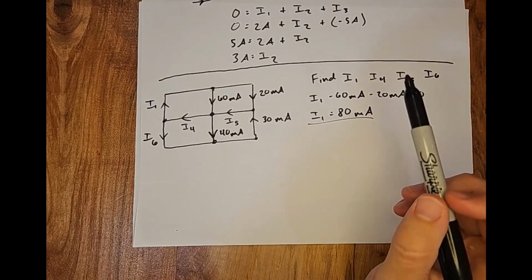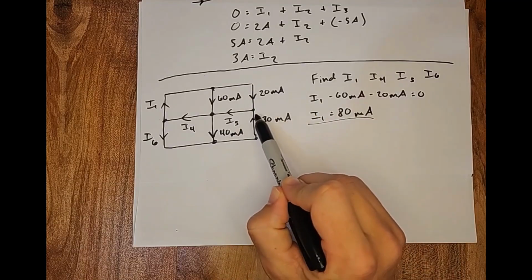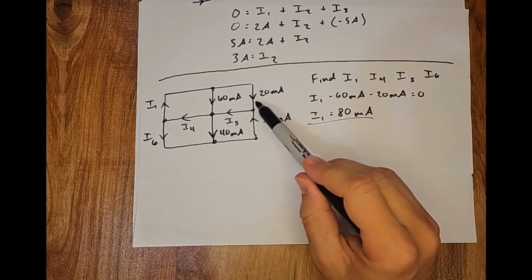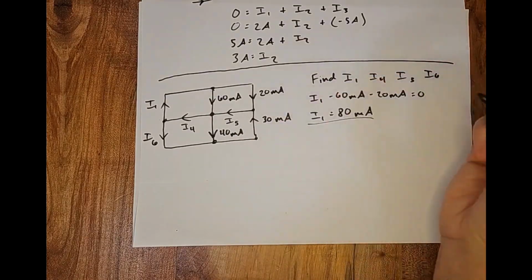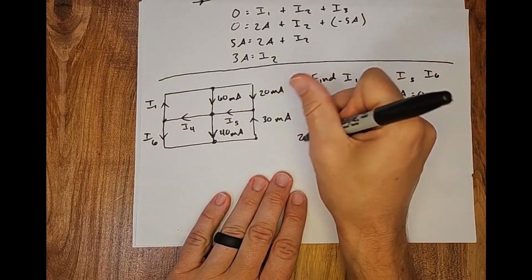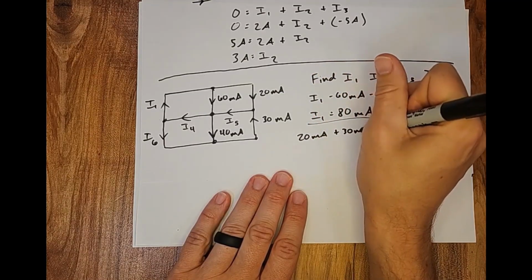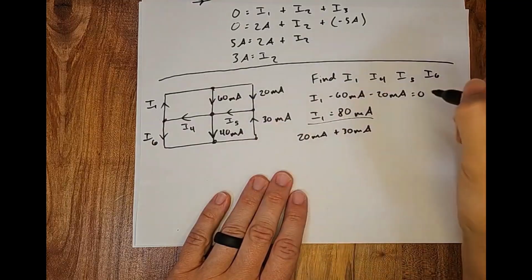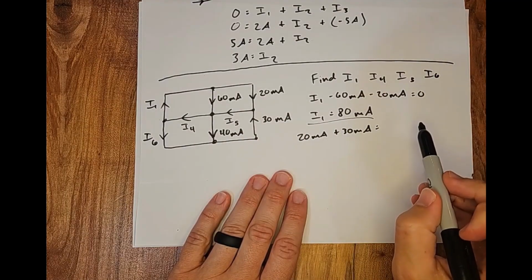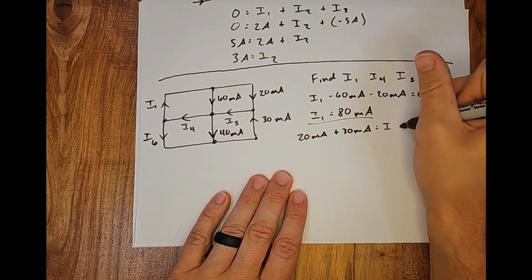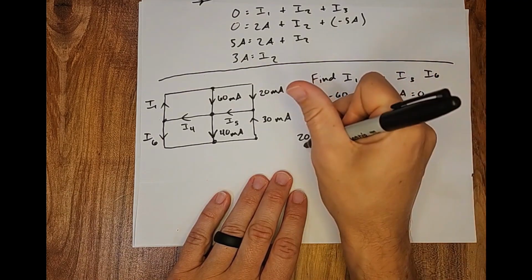Nice. Now let's try to find I5. This node is going to be pretty easy because we have two coming in, one going out. The one going out is going to be I5. So we have 20 milliamps plus 30 milliamps. And we get a little bit quicker with this. We know it's going to equal negative I5, but that means we can just put it on the other side of the equal sign. So I5 is going to equal 50 milliamps.